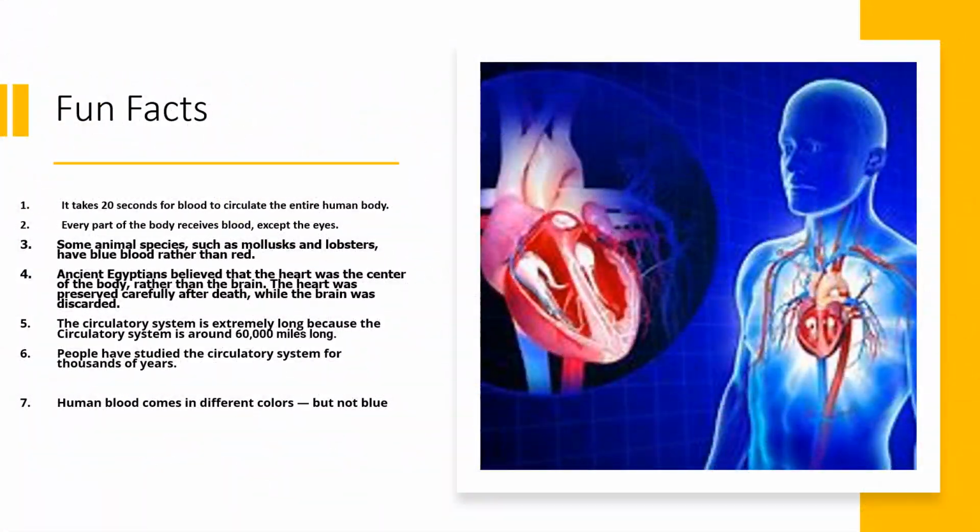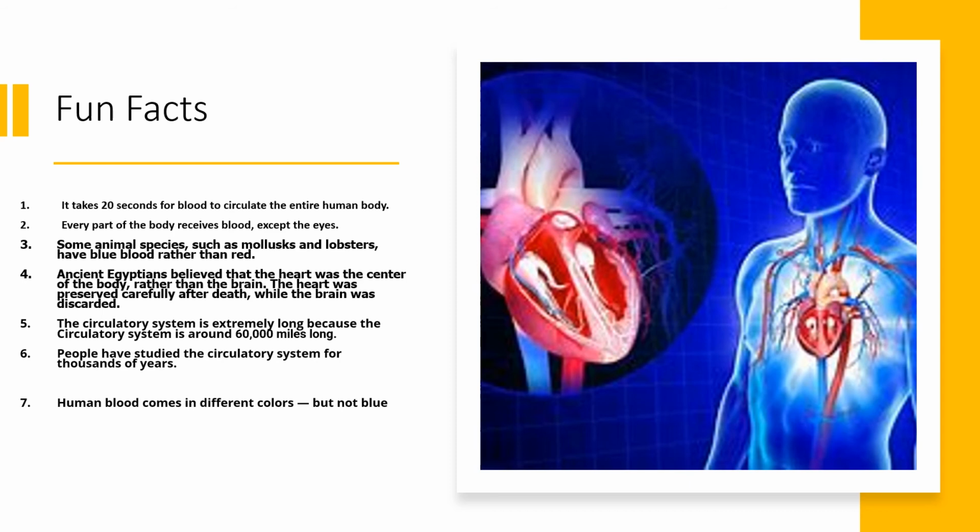Fun facts. Let's go. Number 1, it takes 20 seconds for blood to circulate the entire human body. Only? That's so fast. Number 2, every part of the body receives blood except the eyes. Huh? Number 3, some animal species such as mollusks and lobsters have blue blood rather than red.